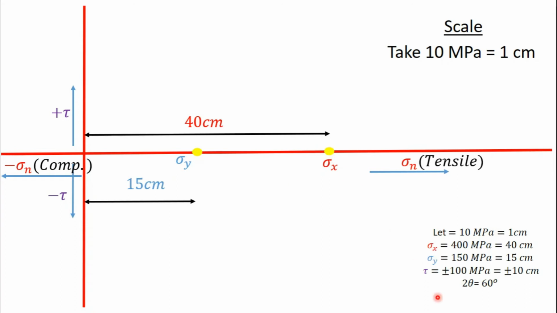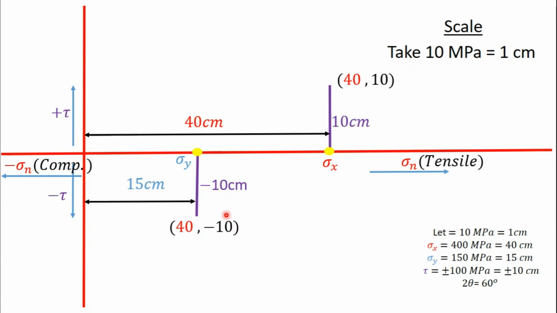Now on sigma x, take plus 10 centimeter length perpendicular to the sigma x, because we know that at sigma x the external shear stress was clockwise. So this is plus 10 centimeter, and the coordinate of this point will be 40, 10. In the case of sigma y, we take minus 10 centimeter, because shear stress was anti-clockwise at sigma y, and the coordinate of this point will be 15, minus 10. We get two points here, and we connect these two points with a line like this. Now we get the center point of our circle.